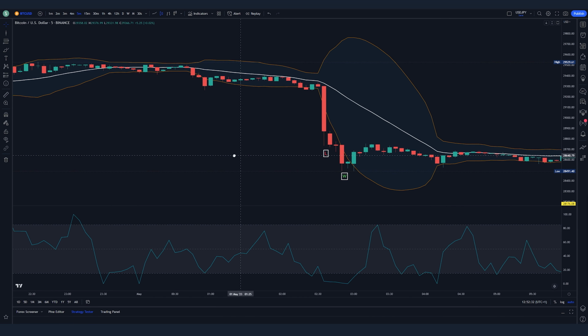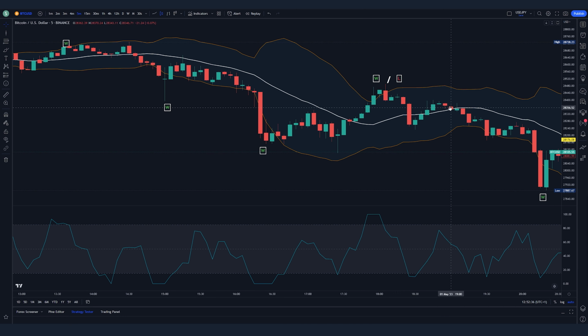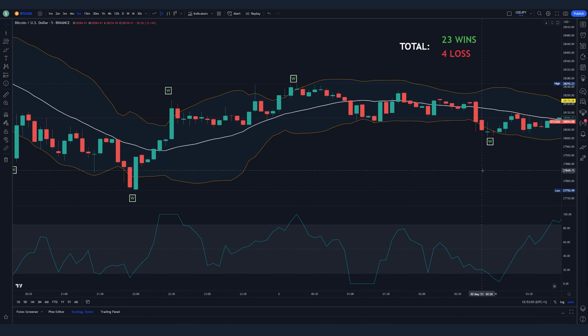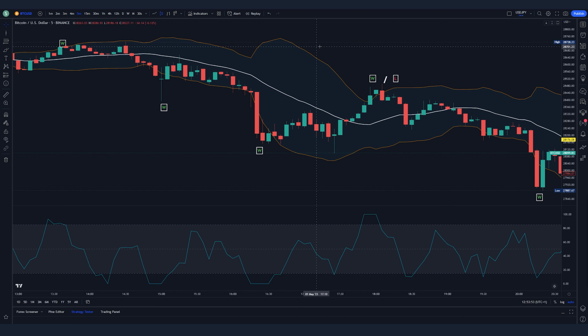And I have tried to be very, very objective with this one. And the test runs up until 2nd of May, but this is in the morning. The total stats are 23 wins and 4 losses, but you can backtest it for a long period of time, and actually I encourage you to do so.